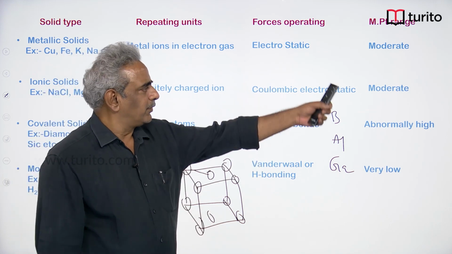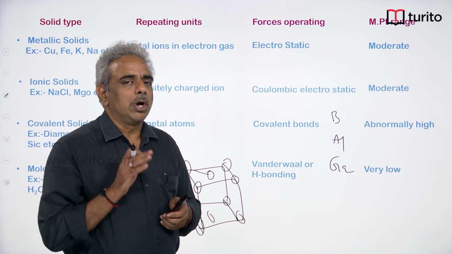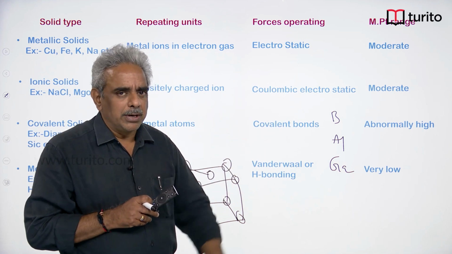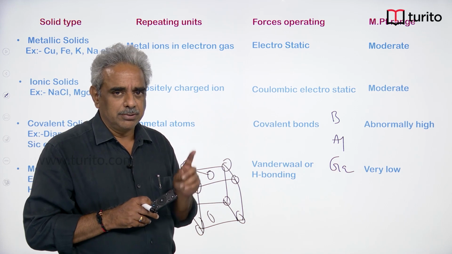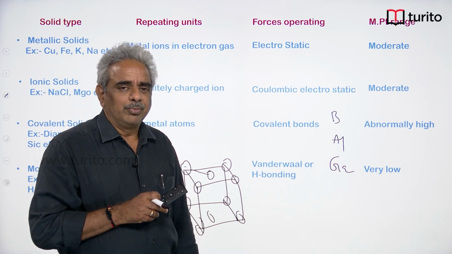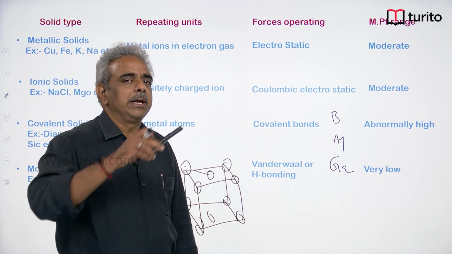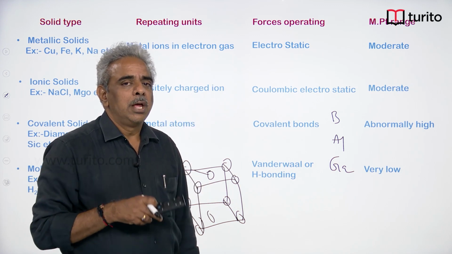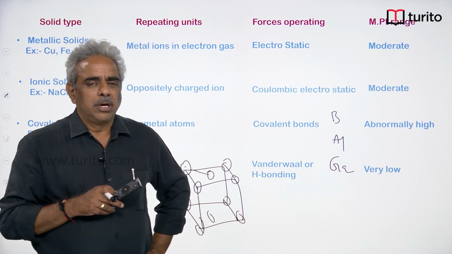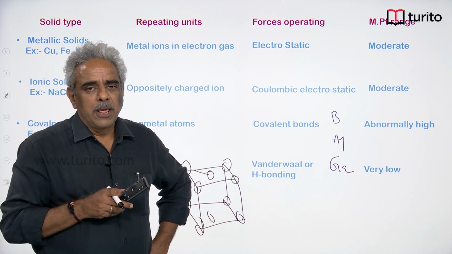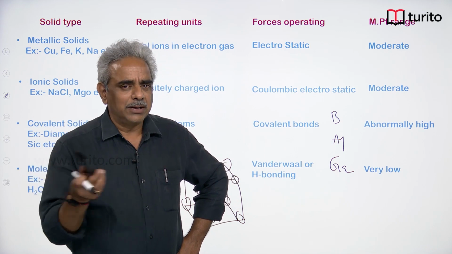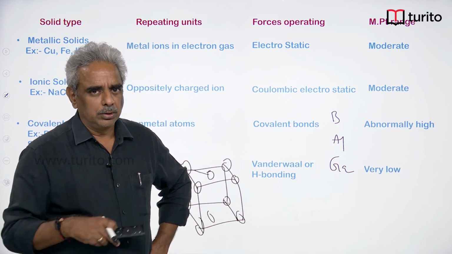So, among all varieties of crystalline solids, which solids are the hardest? Which solids possess the highest melting point? Covalent solids. Covalent solids possess abnormally high melting points because in covalent solids the repeating unit of particle is an atom. Atoms are held together by covalent bonds, the non-metal atoms preferably, and these are also called network solids. Their melting points will be abnormally high. Diamond, graphite, sand, carborundum, boron carbide, just now I told.